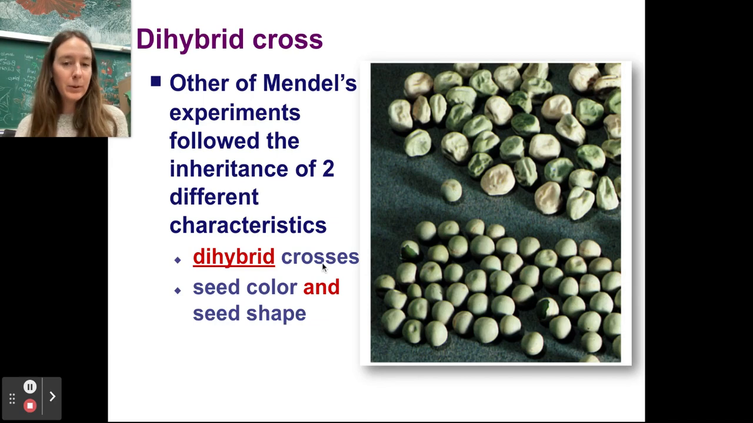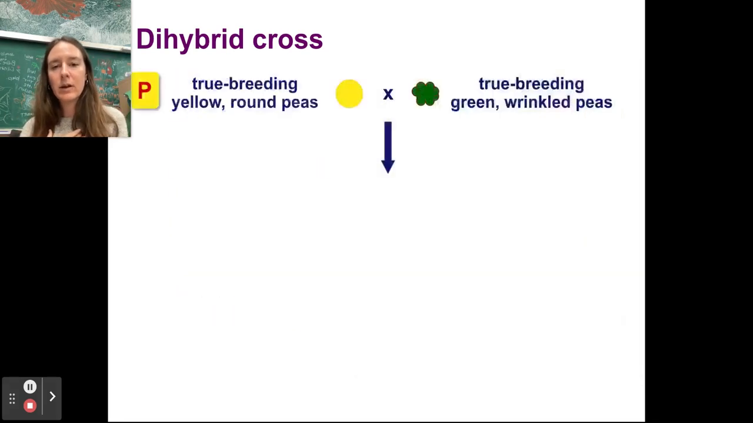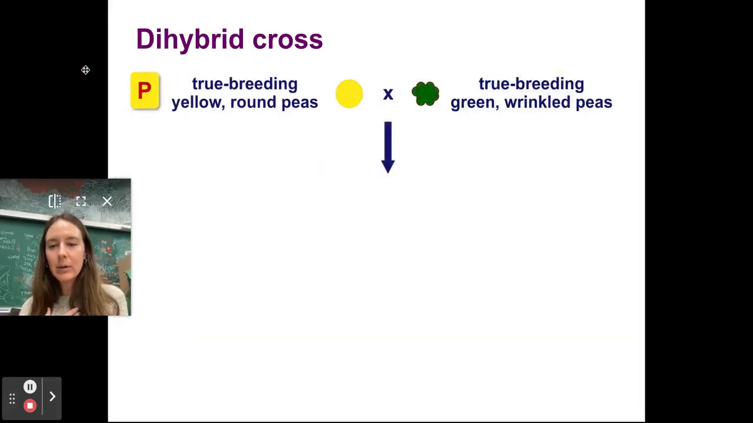So for example, Mendel took peas and he looked at the seeds of the peas. But when he had them cross with each other, he was looking at how the seed color was passed from parent to offspring, but also how the seed shape. So when you're looking at 2 different traits and how they're passed from parent to offspring, that's called a dihybrid cross. 2 different traits, how they're passed down from parent to offspring. So let's look at an example of a dihybrid cross.